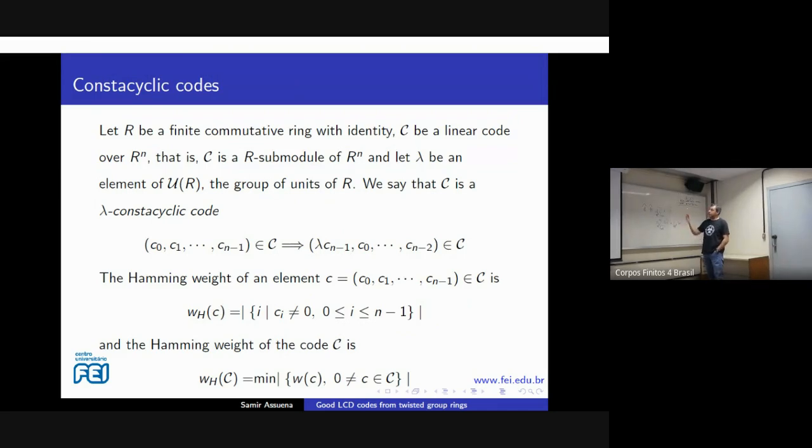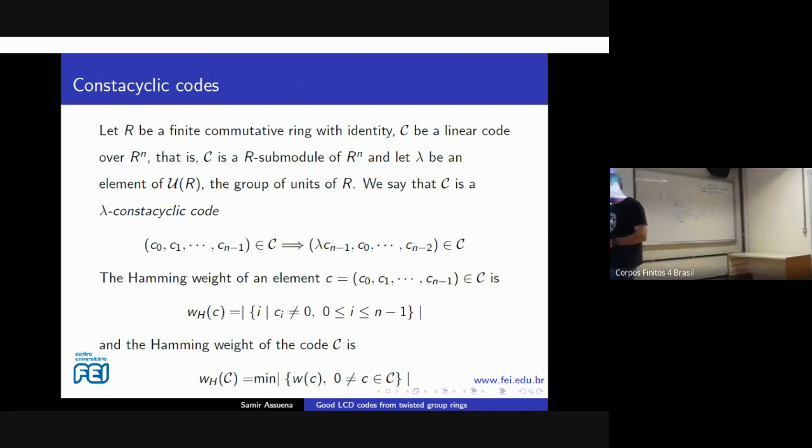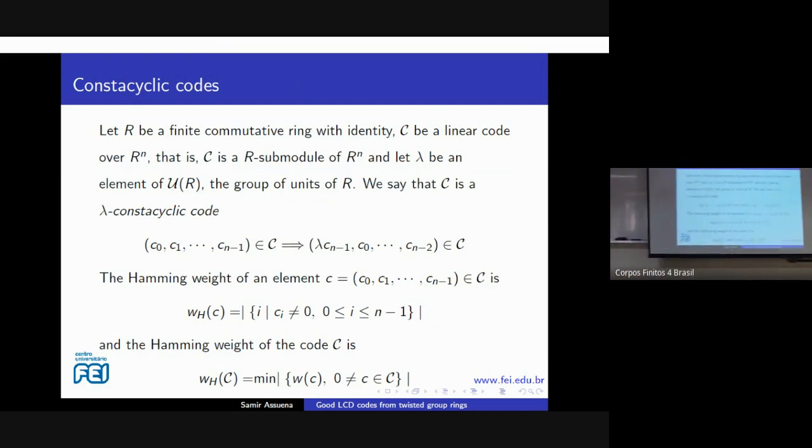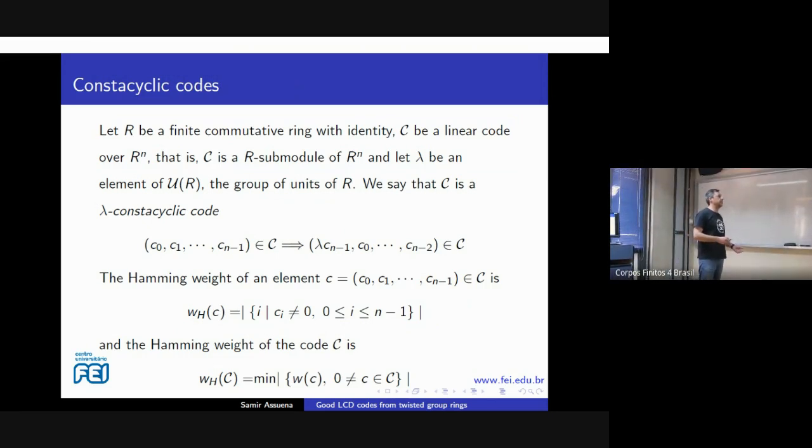These kind of codes are called constacyclic codes, and it's just, in a natural way, a generalization of cyclic codes. So we just take some units in the ring R. Here, the rings are finite commutative with identity. And what we have here is a linear R-submodule of R to the n. It's called a linear code.